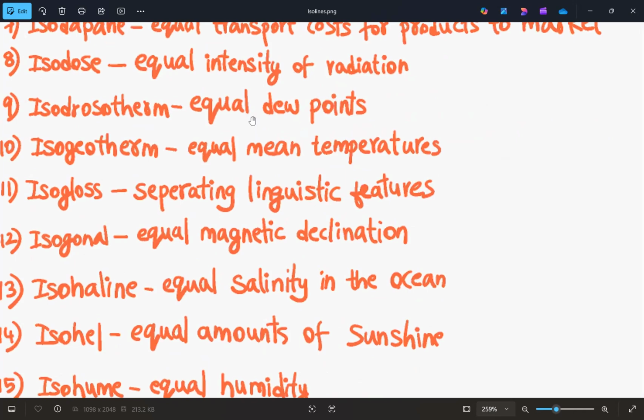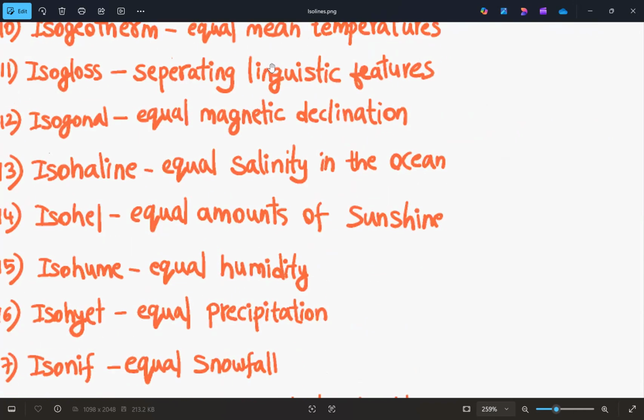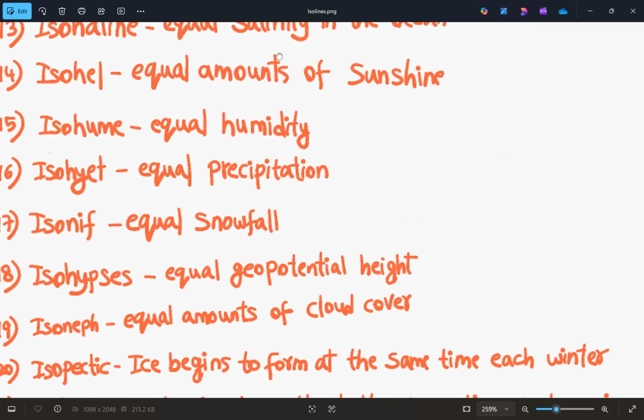Isogeotherm, equal mean temperature. Isogloss, separating linguistic features. The 12th one, isogonal. The magnet is declined. Isogonal, equal magnetic declination. Next one, isohaline, equal salinity in the ocean. And the 14th one, isohel, equal amounts of sunshine. 15th one, isohume, equal humidity.